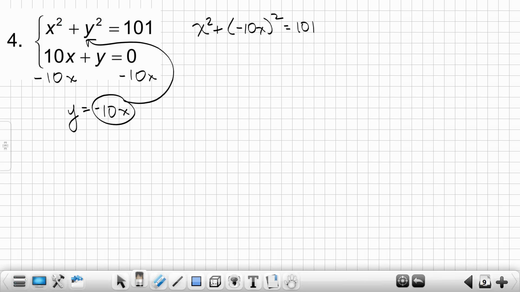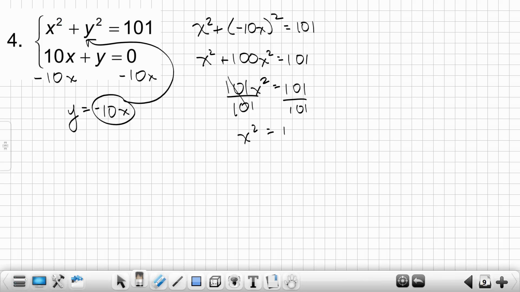Elias was answering the whole time. Positive. Come on, bro, I'm helping you. You're supposed to be smarter than me. Alright, now you can add. Yeah, and then you get 101x squared. Divide both sides by 101. X squared equals... Now you square root both sides. Yeah. Square root of 1.